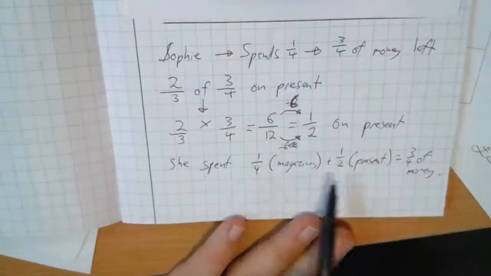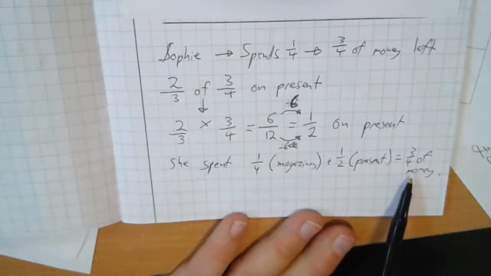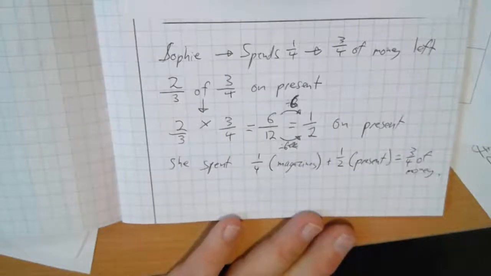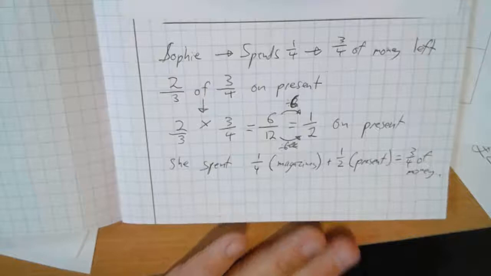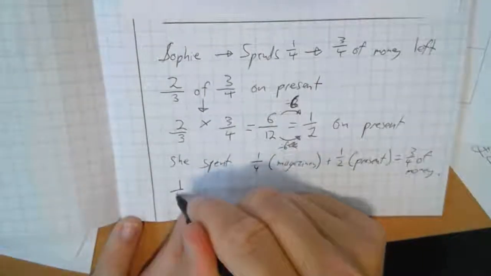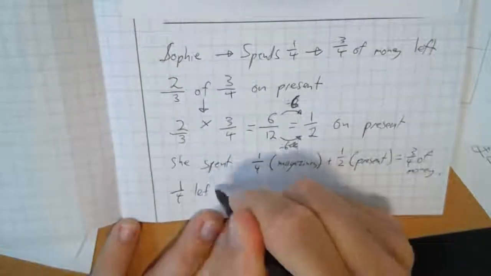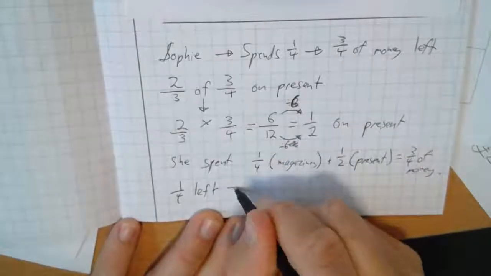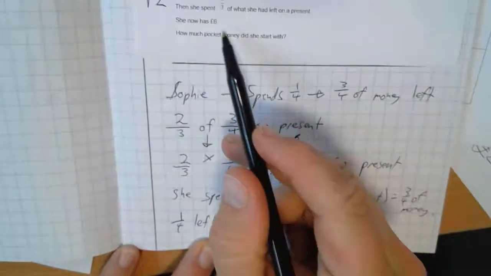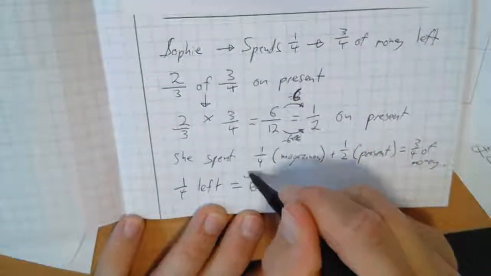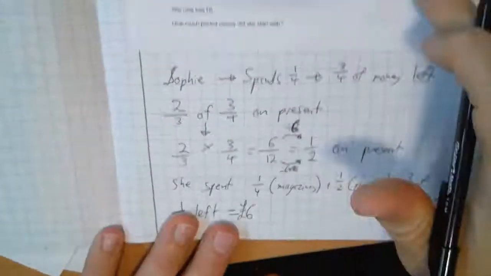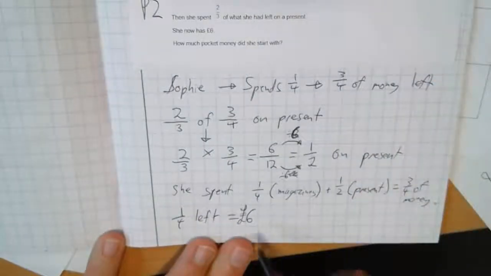Okay. So she spent 3/4 of her money altogether now. So the amount that she's got left is 1/4 left. If she spent 3/4, she has 1/4 left. And we know that that 1/4 is the £6. She now has £6. That's 1/4, right? So if 1/4 is £6, how much money did she start with?